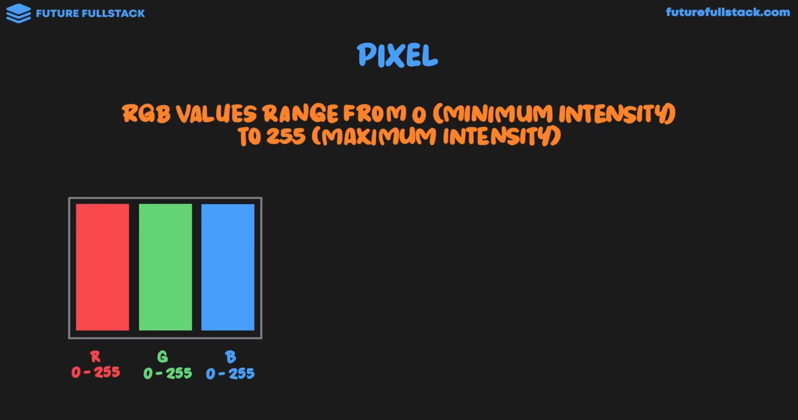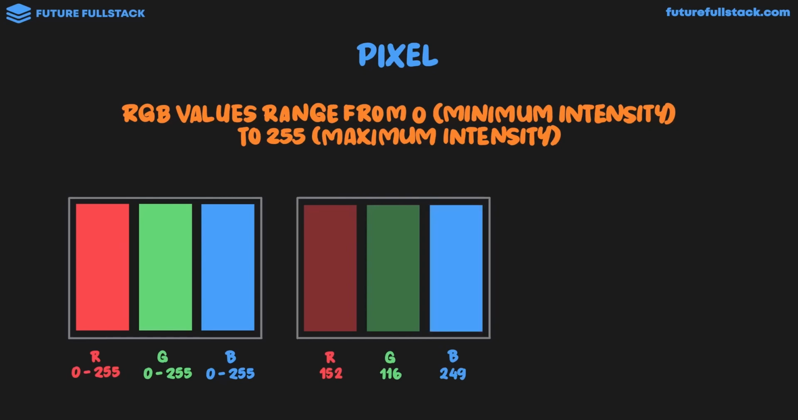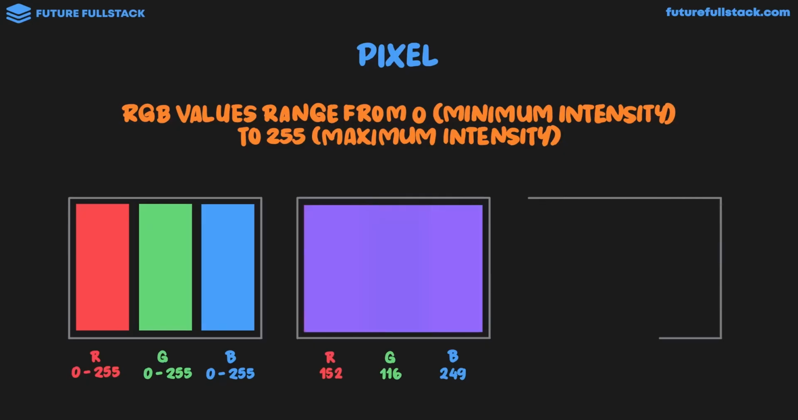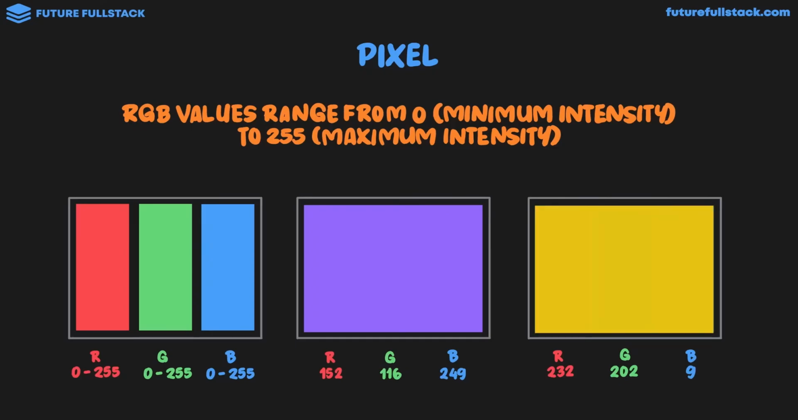So let's go tinker with these values and have a look at an example. Imagine we set R to 152. It's a somewhat muted red. The green value to 116, and the blue value to 249, which is pretty close to the maximum. As a pixel is tiny, our eyes would mix these colors and we would get purple. Looking at another example, setting R to 232, green to 202, and blue to 9, from a far distance these colors would mix to yellow. So playing around with different RGB values gives you a whole spectrum of colors.